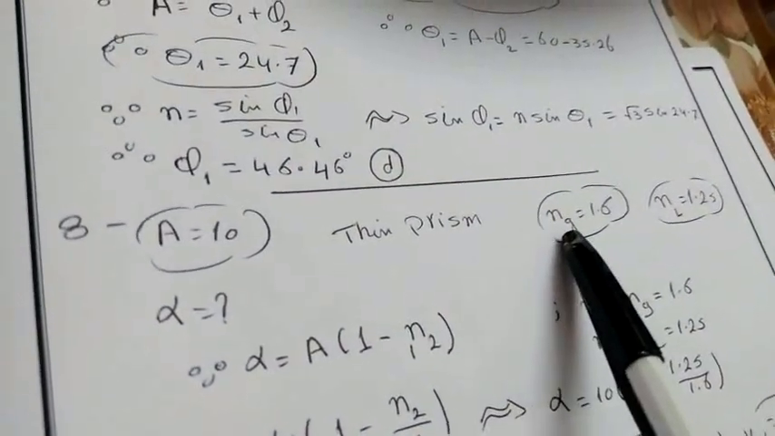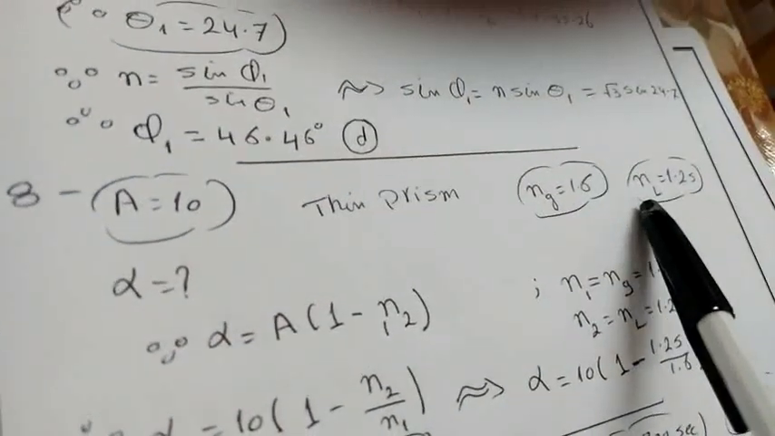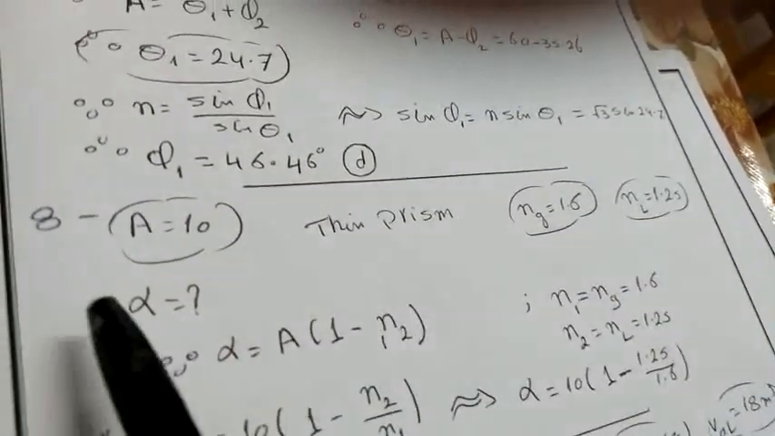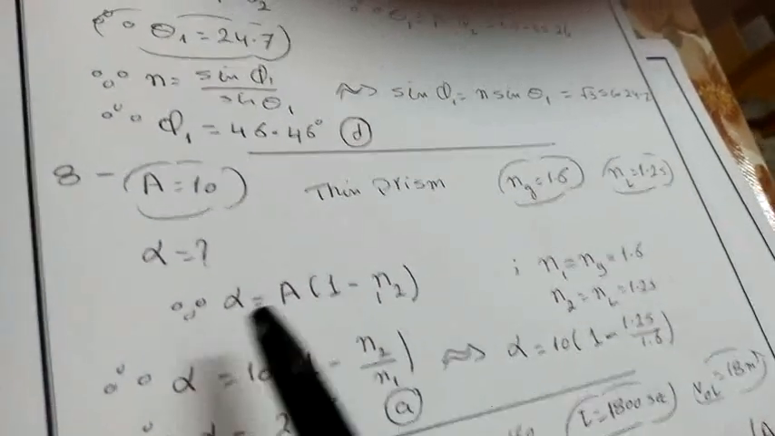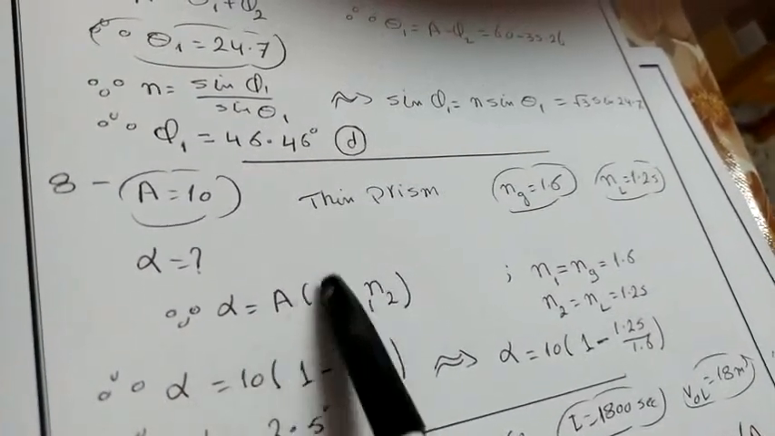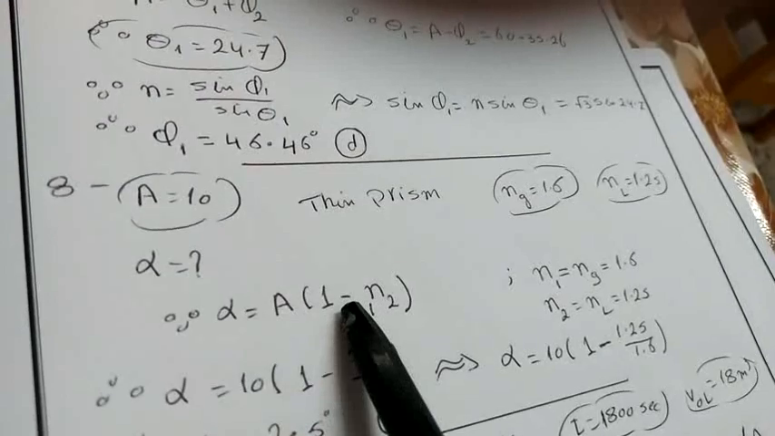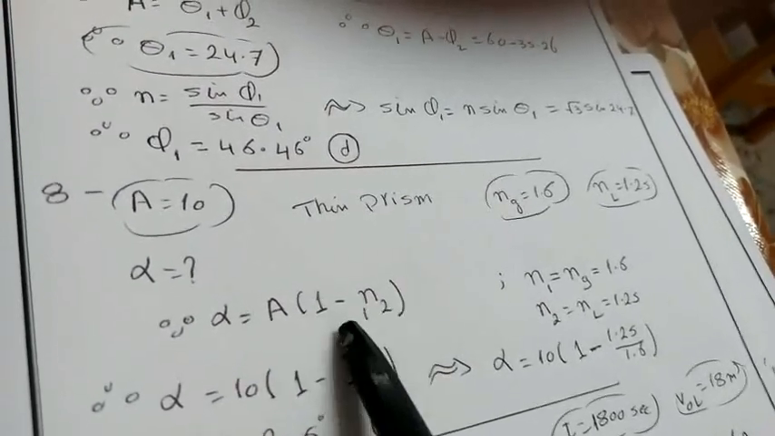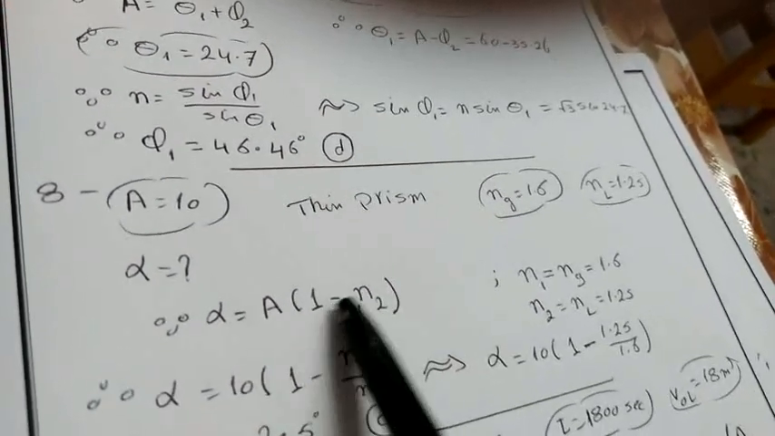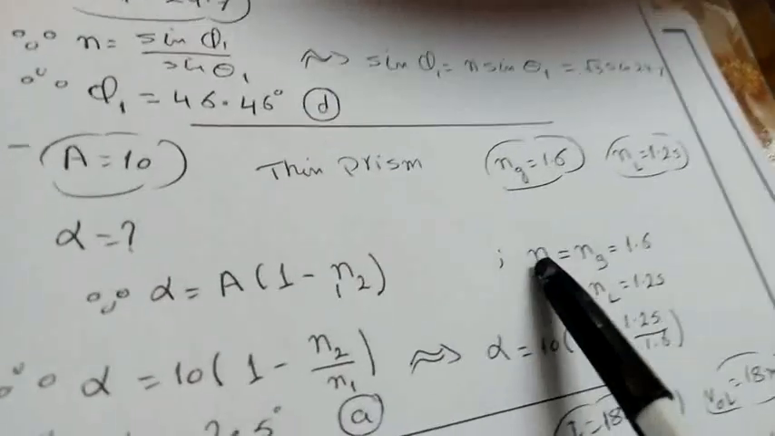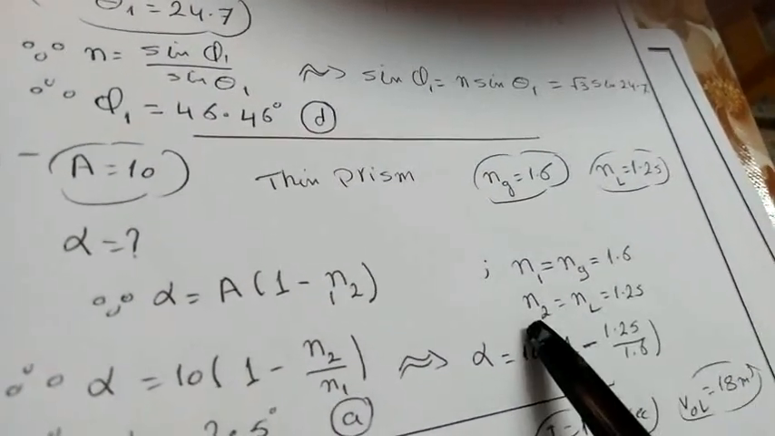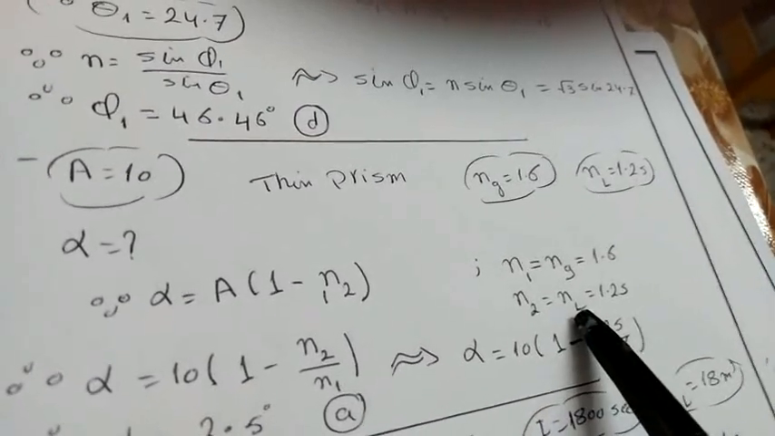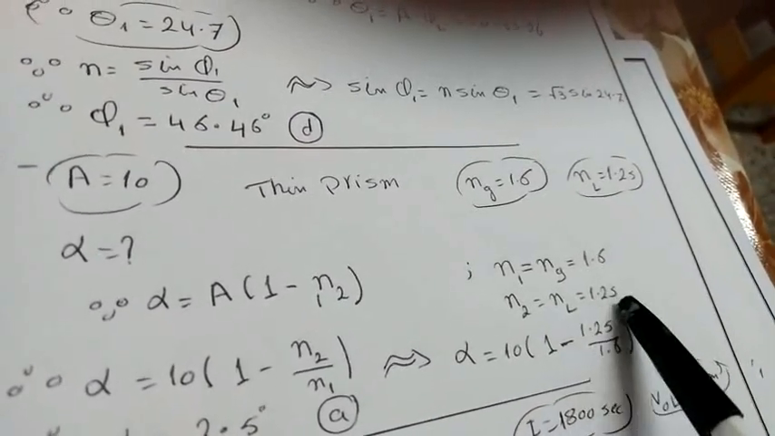A equals 10, thin prism. N of the glass equals 1.6 and N of the liquid equals 1.25. He asked you to get the angle of deviation. Okay. As we know that angle of deviation equals A times bracket 1 minus N. But which N? N1, 2, because light traveled between two different media, where N1 represents the N of glass, which equals 1.6, and N2 represents N of the liquid, which equals 1.25.